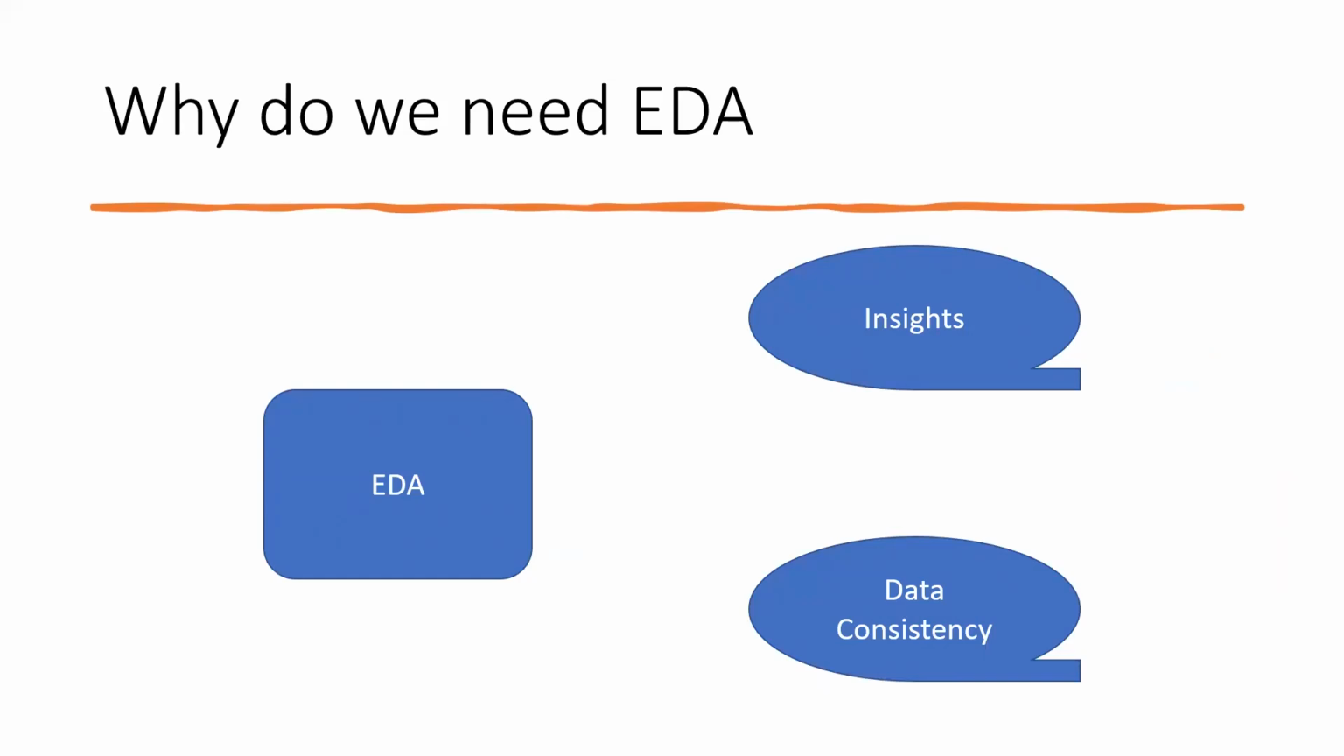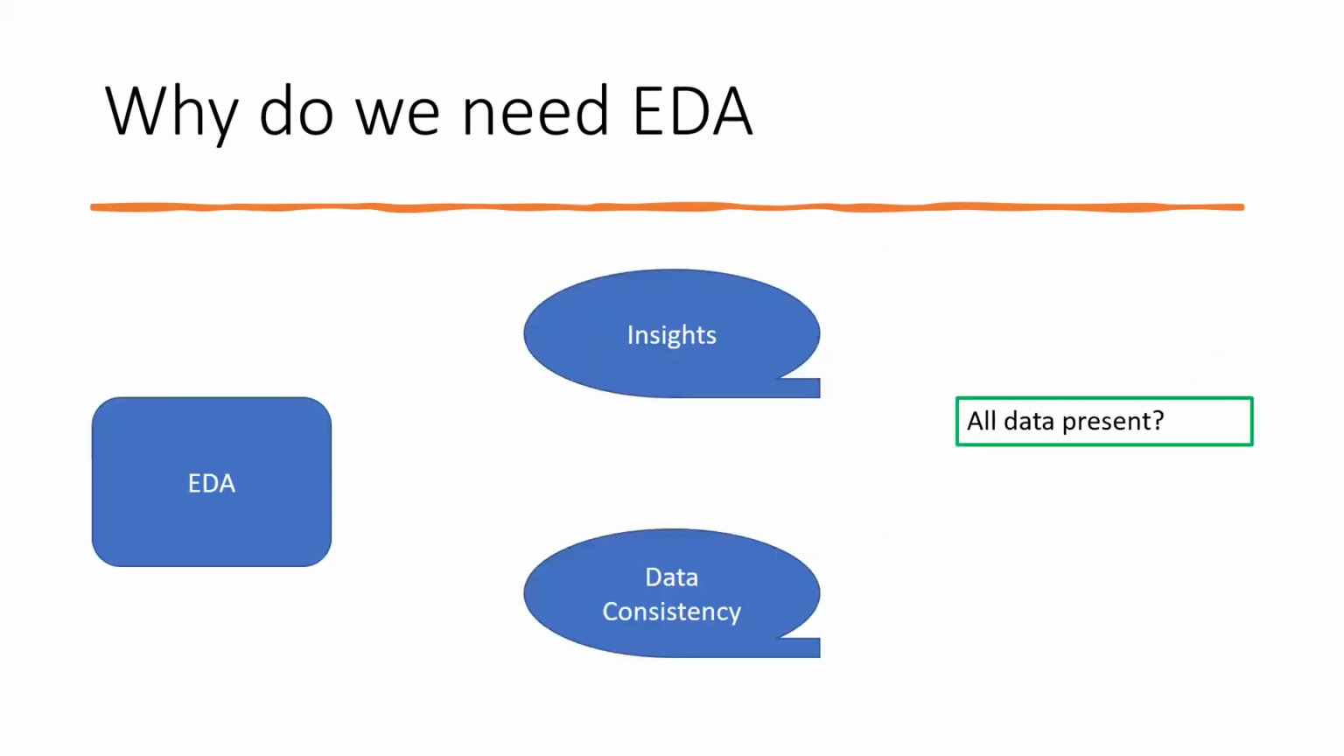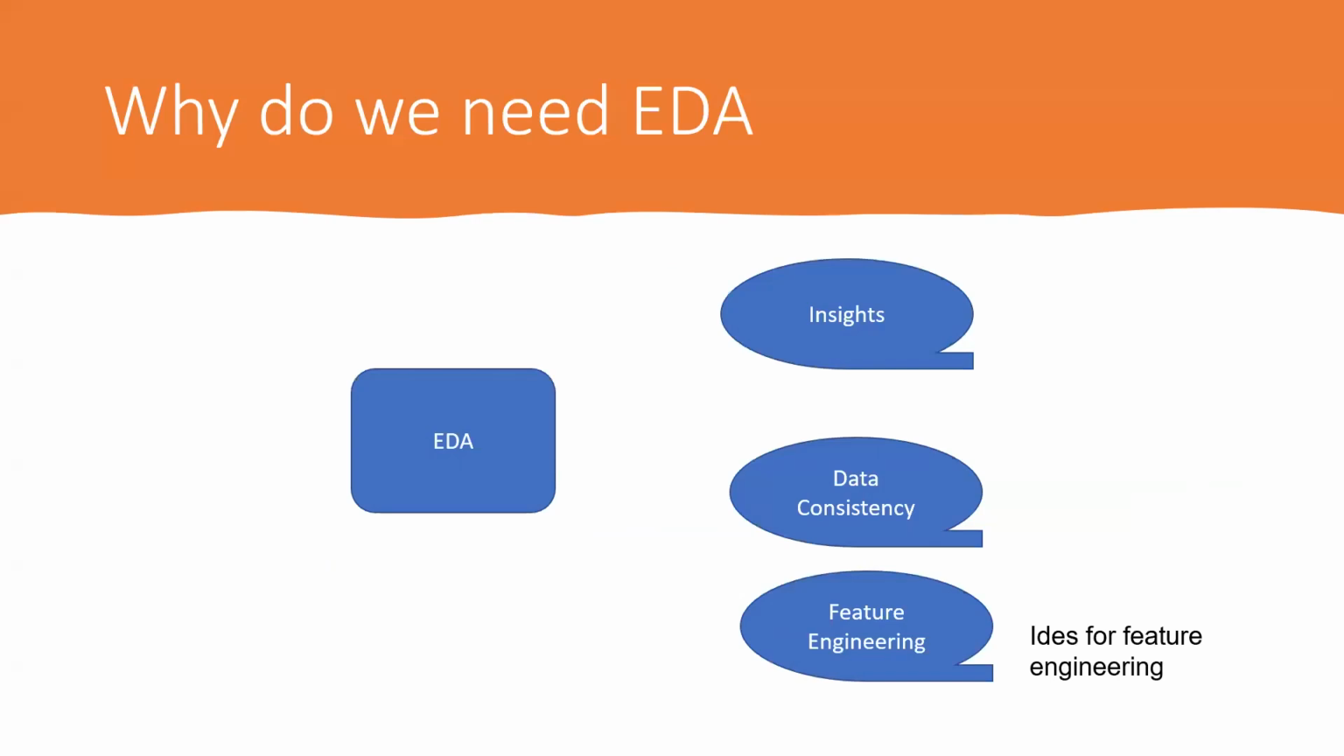So by using EDA, we can perform data consistency. We can check whether data is consistent or not. If your data is consistent, then only can you get the insight. If your data is not consistent, you will not get a proper model or analysis. Is all data present, or only sample data, only a few records? Is any missing data there, any extreme values? Outliers means extreme values, right?